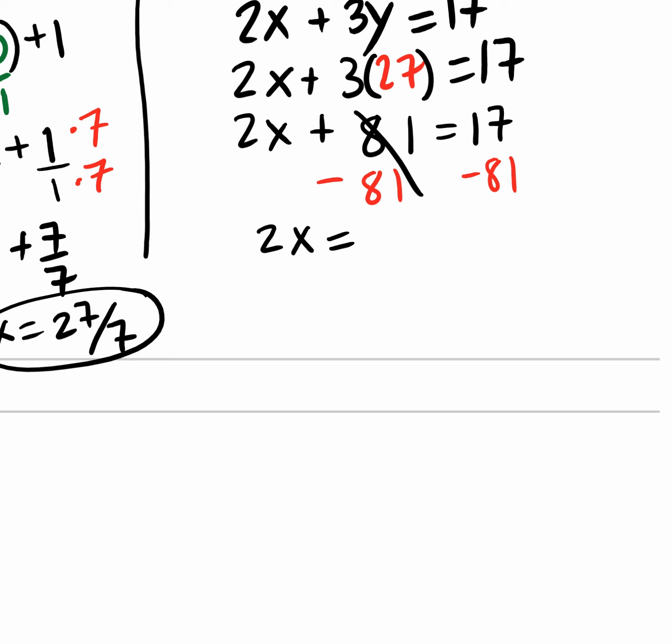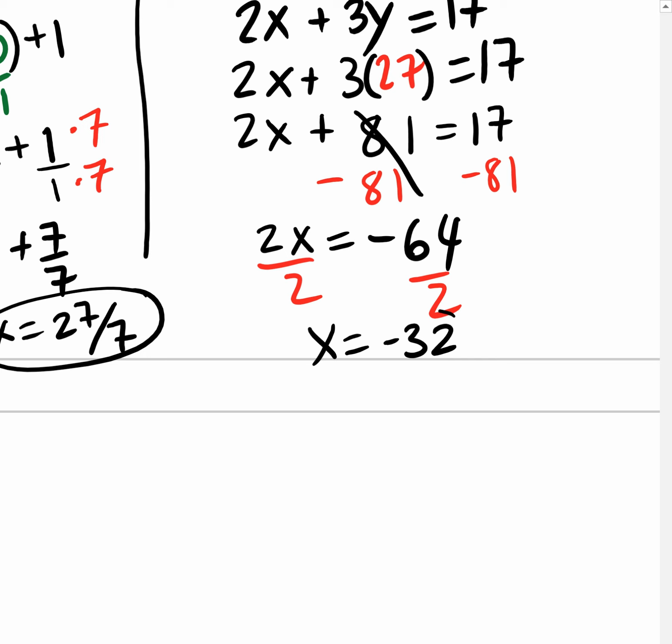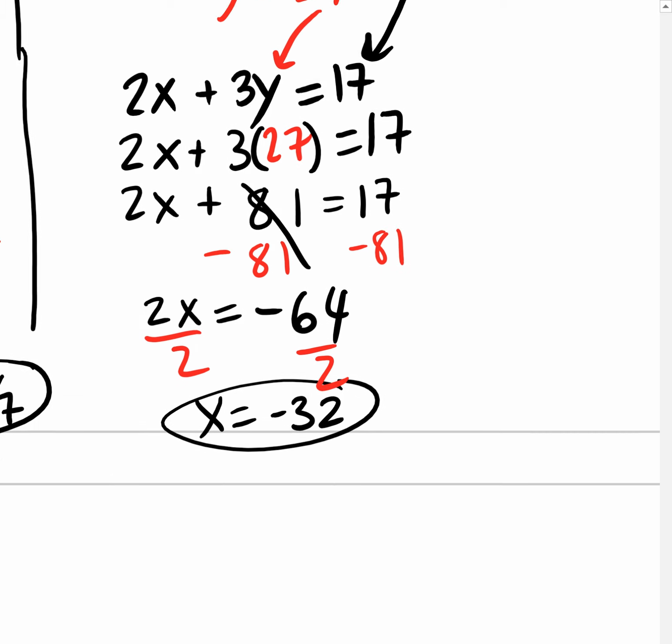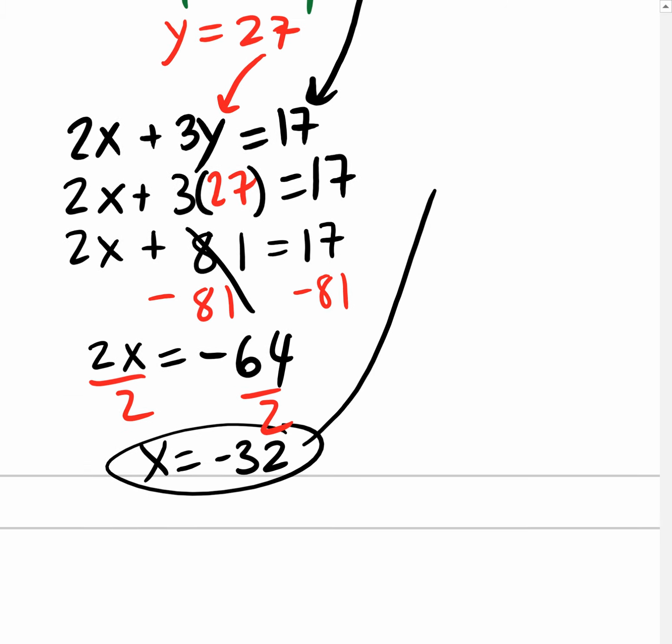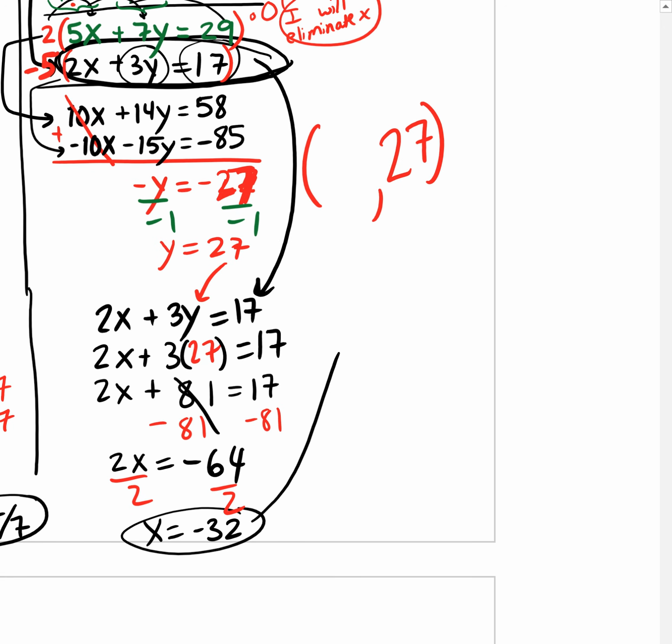And 17 minus 81 is negative 64, I believe. Now the last thing to do is get rid of that 2. I'll divide both sides by 2, and now we'll finally have x. It's negative 32. Whew. So what's our solution? Negative 32 is the x value. What was the y value? 27? Yeah. There it is.